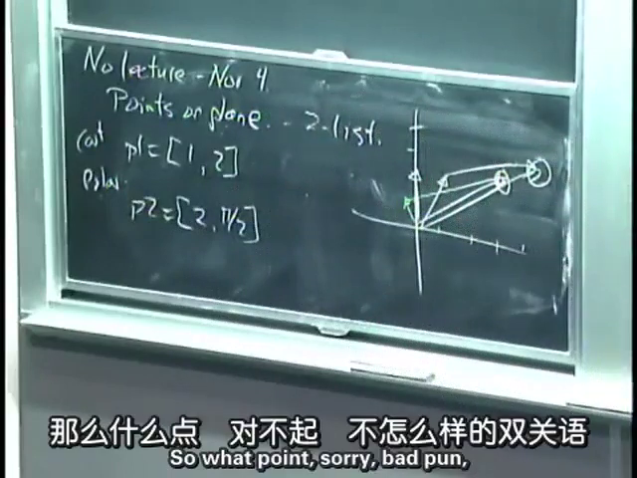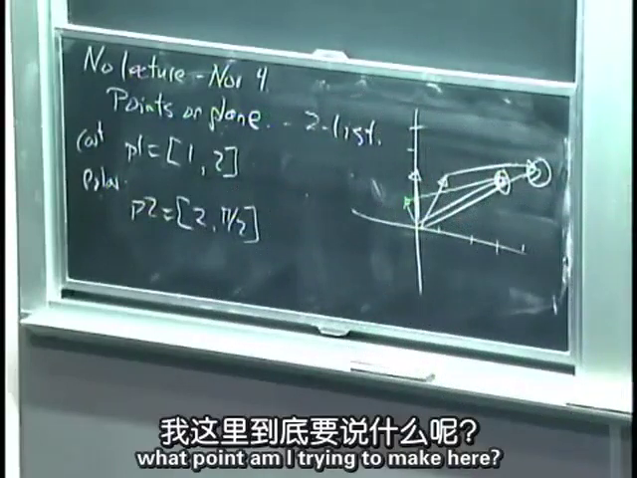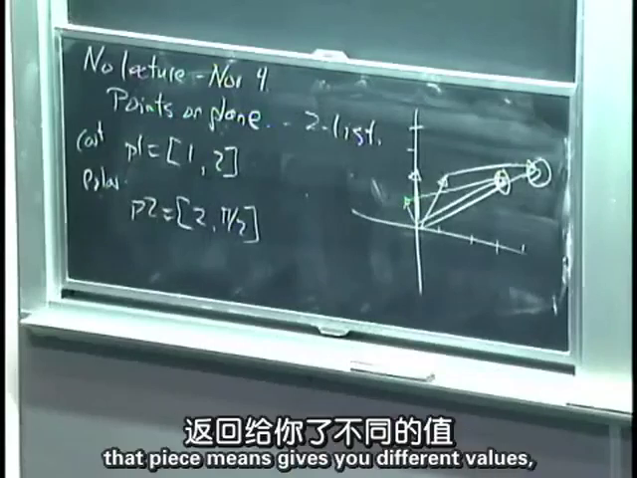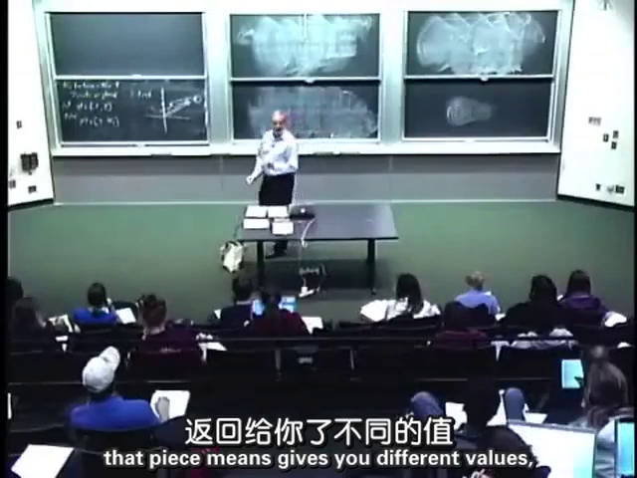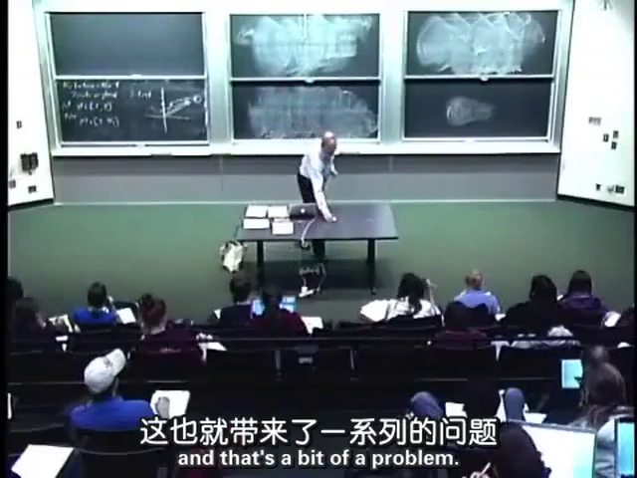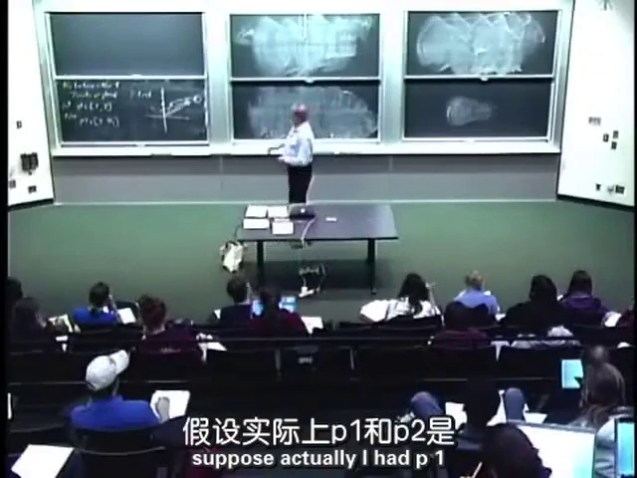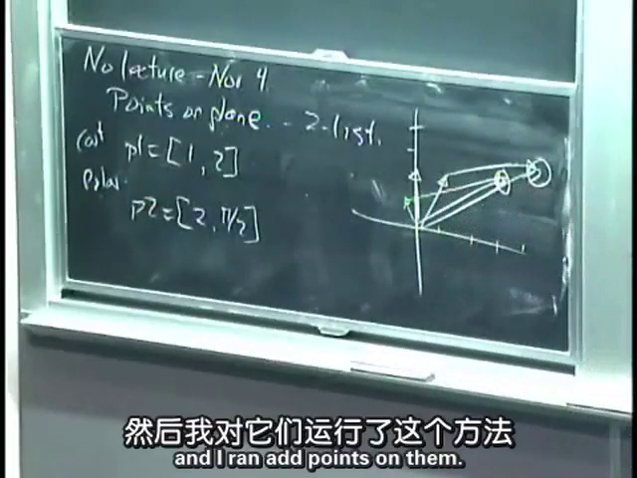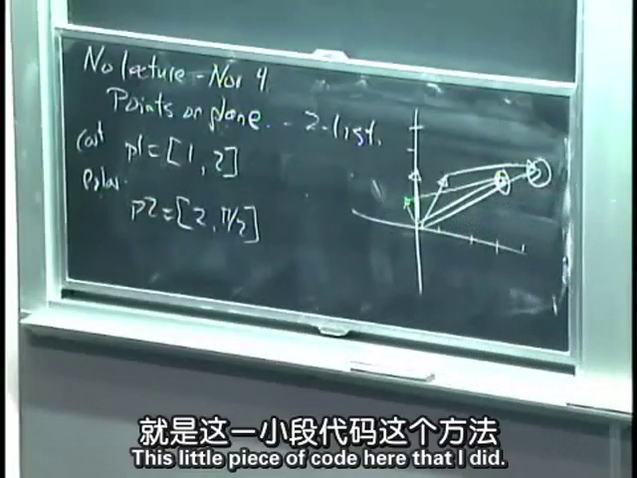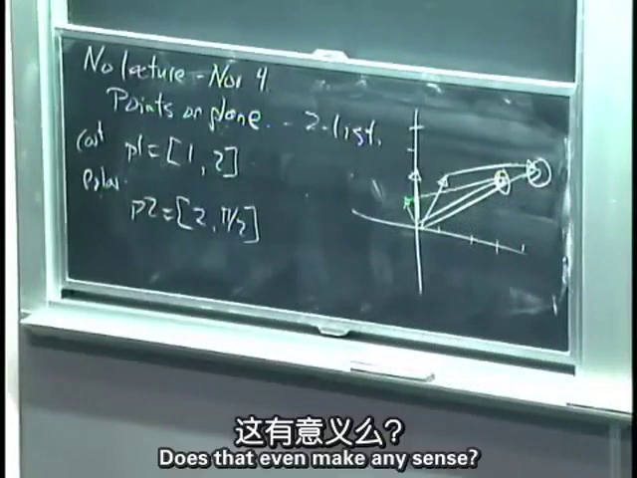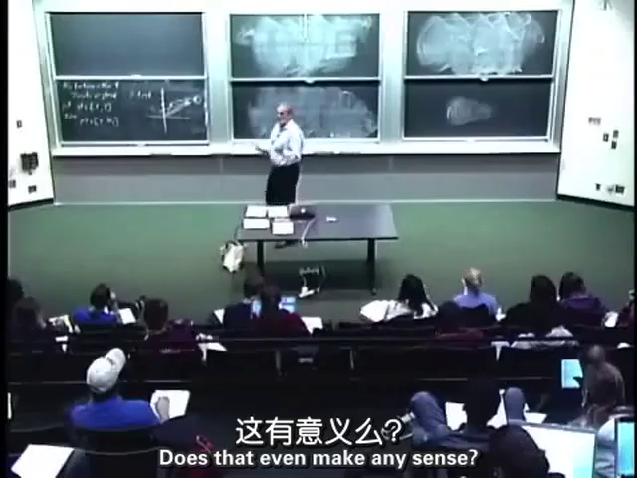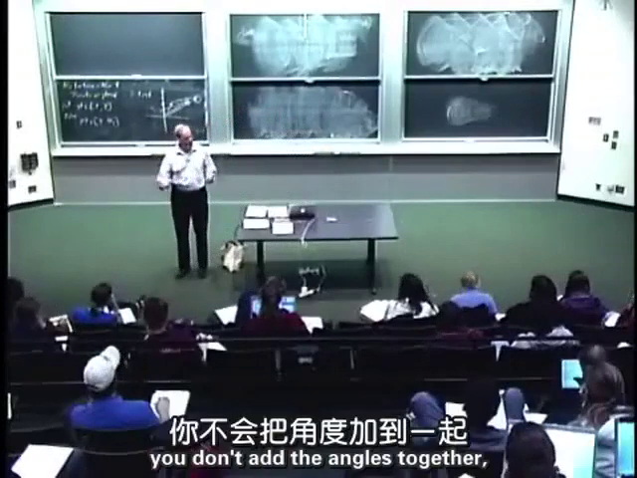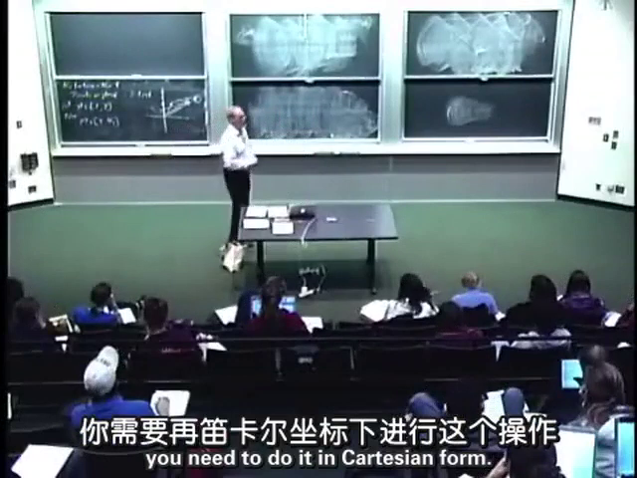So what point, sorry, bad pun, what point am I trying to make here? Different understandings of what that piece means gives you different values. And that's a bit of a problem. The second problem is, suppose P1 and P2 were in polar form, and I ran add points on them. Does that even make any sense? Of course not. When you add 2 polar forms, you don't add the radii together, you don't add the angles together, you need to do it in Cartesian form.